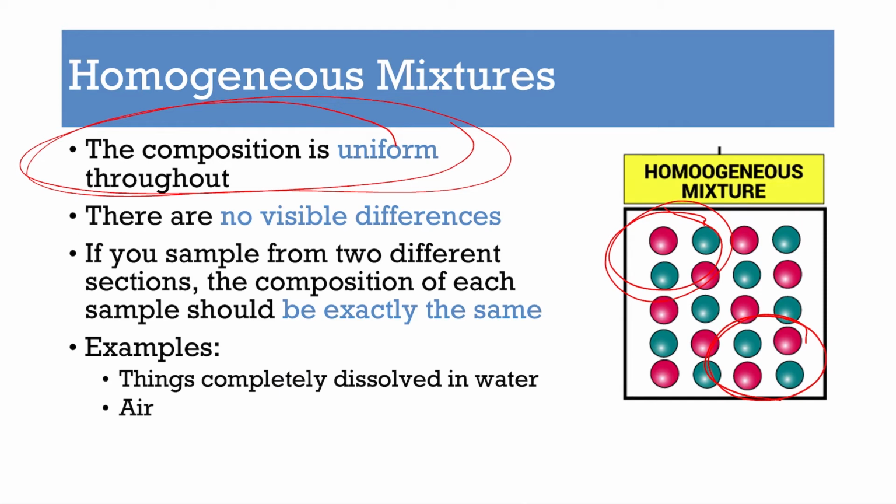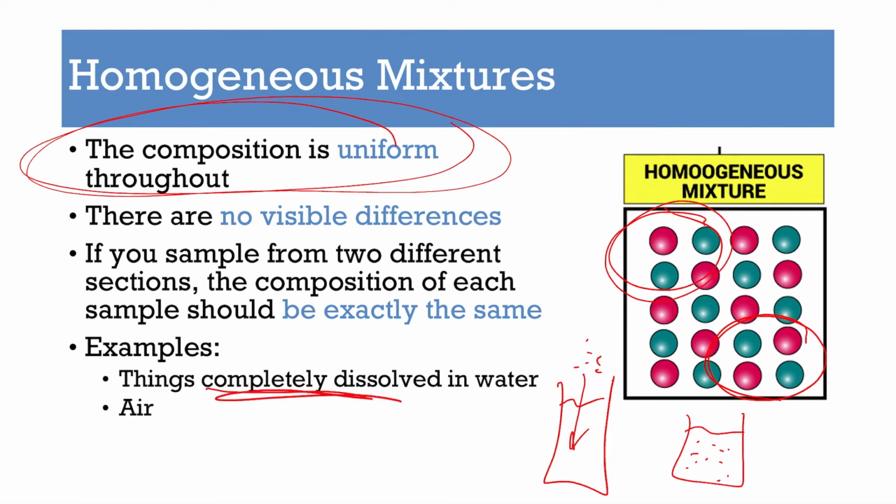So some examples of things that are homogeneous mixtures are things that are dissolved in water. If you have lemonade powder, you put the powder in the water, and then all the powder dissolves, evenly spread throughout, and you got yourself some lemonade. That is a homogeneous mixture, and key point here is completely dissolved. If you were to have stuff stuck on the bottom, that is not homogeneous because it's not uniform throughout.